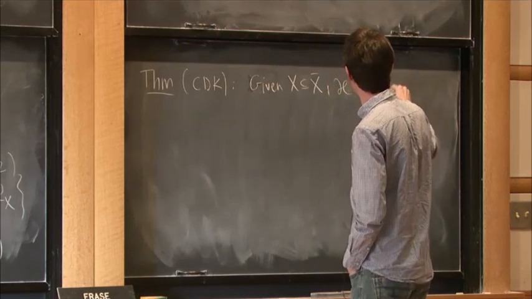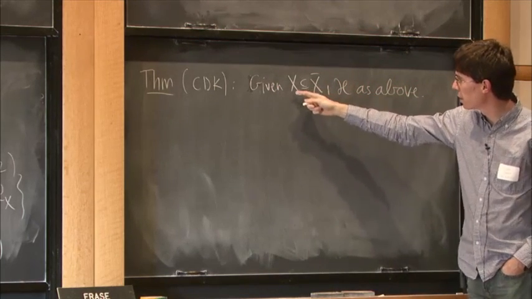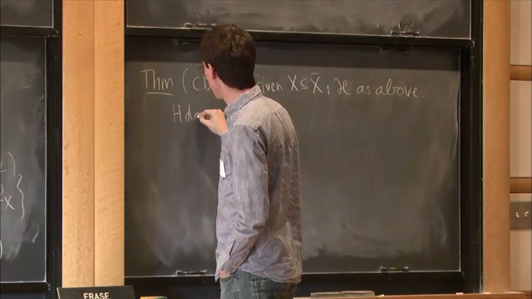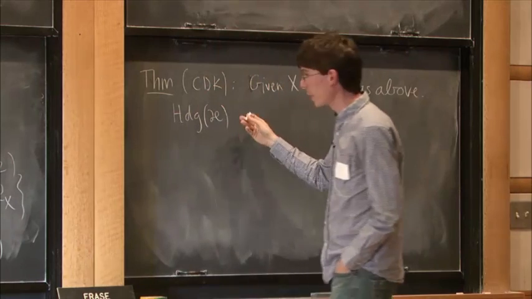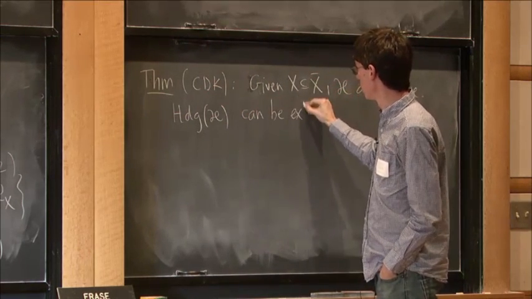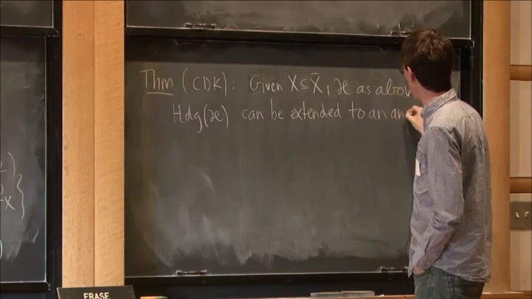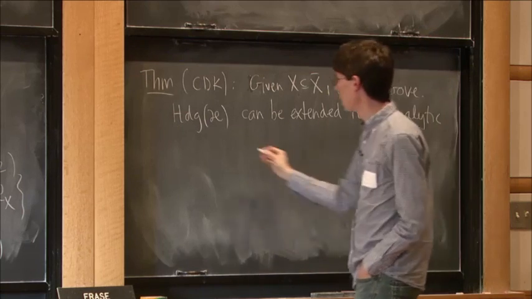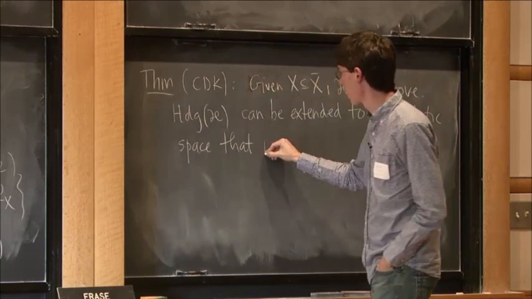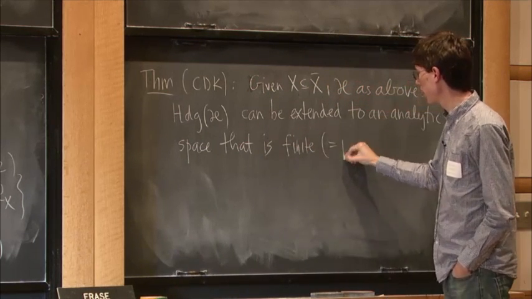So in the situation from above, given X as above, so not necessarily algebraic, but really a complex manifold and a Zariski open subset, this locus of Hodge classes can always be extended over the boundary. So it can be extended to an analytic space that is finite over X bar. Finite, by which I mean proper with finite fibers.